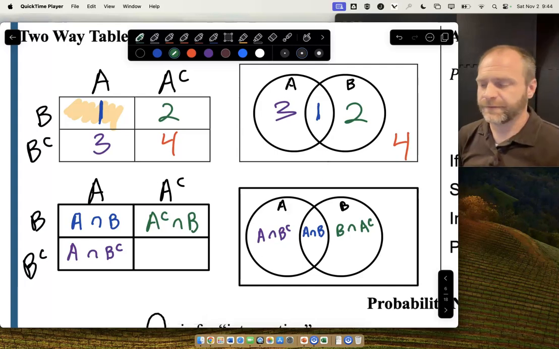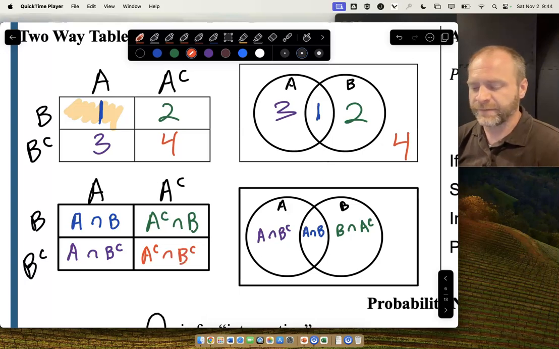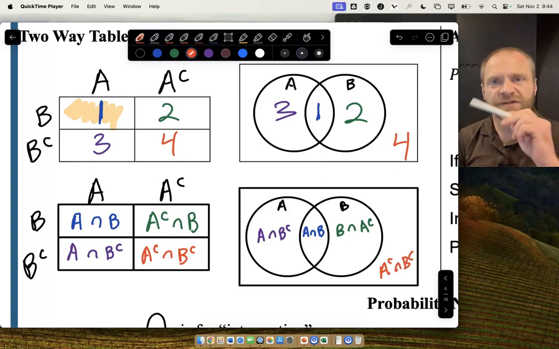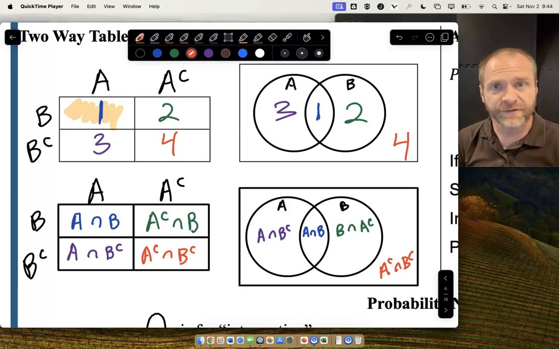So which one am I missing? Well, I'm missing both events not happening. The complement of A and the complement of B. And that's what goes on the outside. So you can see here we just use numbers with the cells to kind of go through. But I want you to realize each cell represents an intersection of the column and the rows, whatever those labels are. In this case, it was event A and event B, or the complement of A, complement of B.